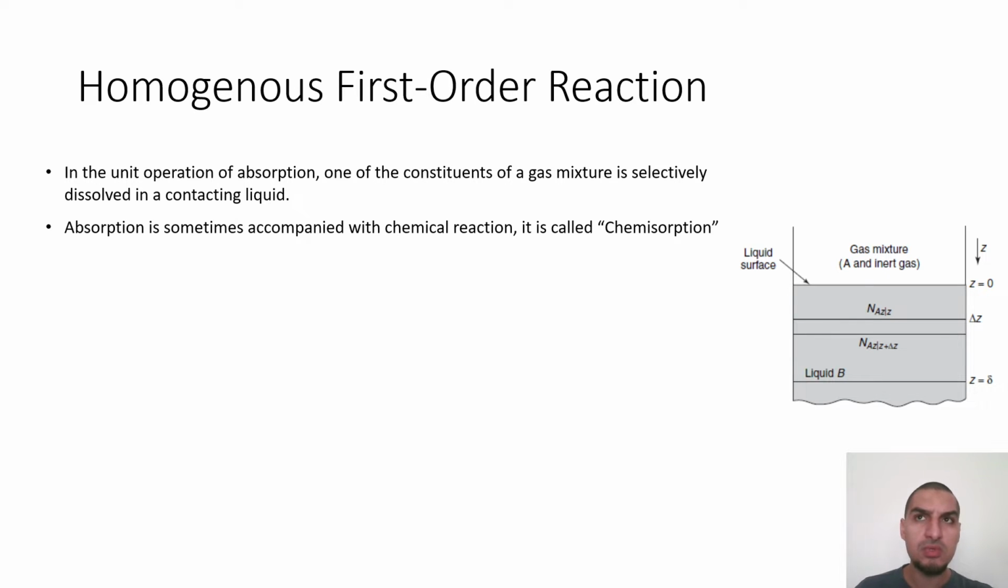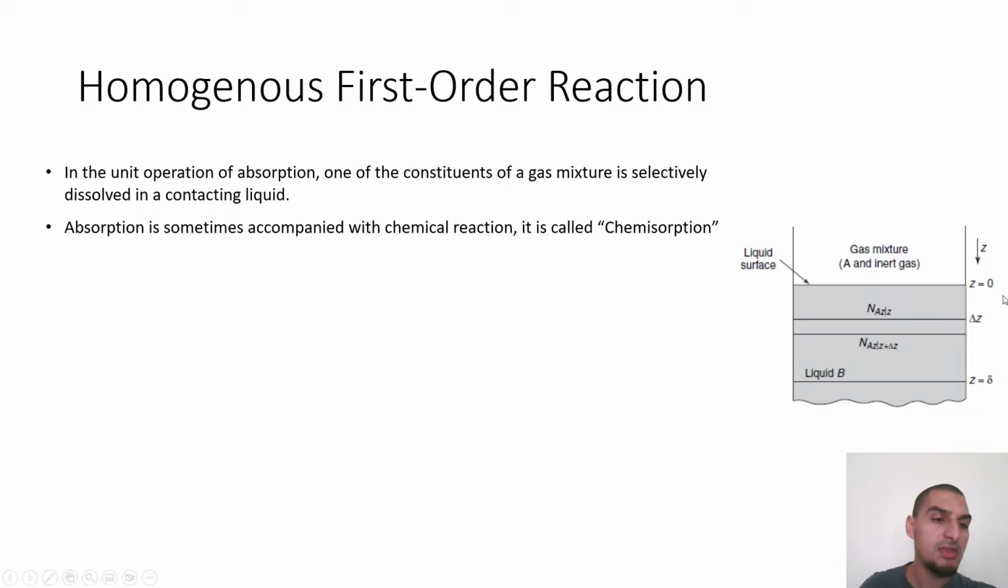There are two cases of absorption. One of them is just to have the solvent absorbing the species without any change to its chemical structure, and this is what we call physical absorption or physisorption. And there is another case where the species that is absorbed in the solvent is reacting with the solvent.